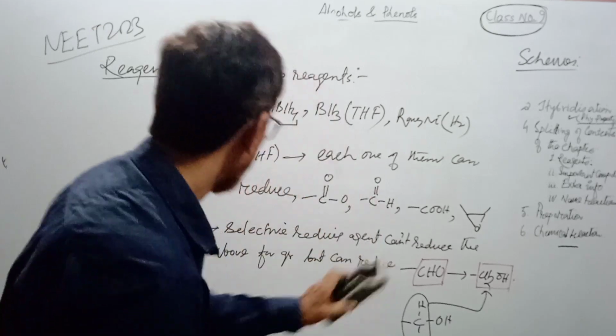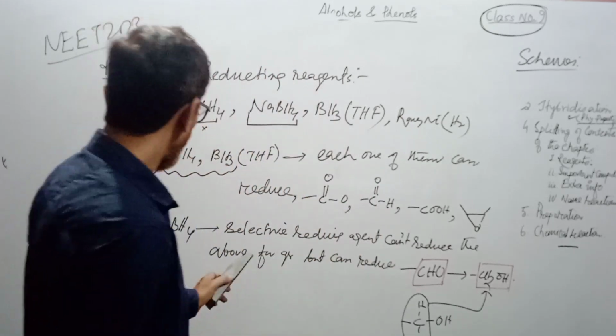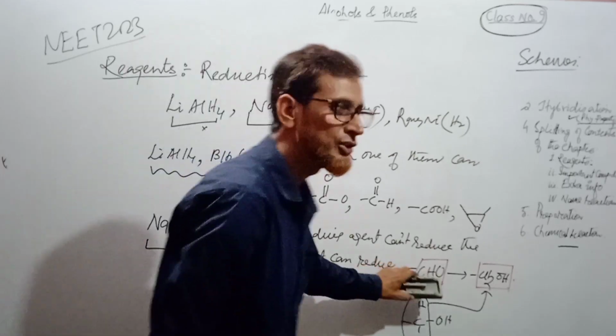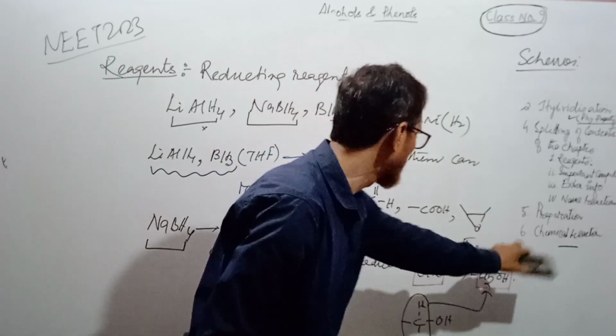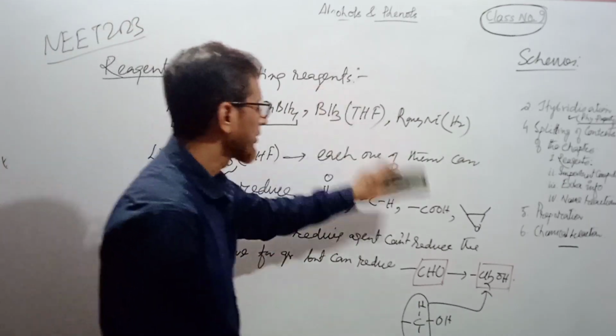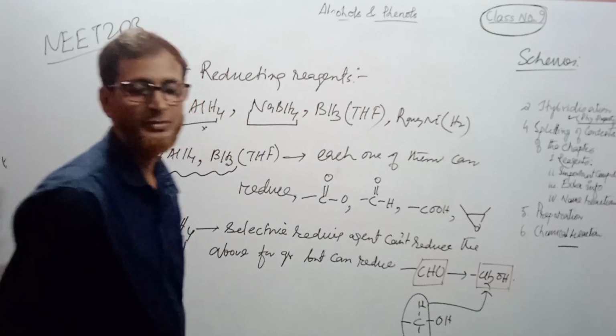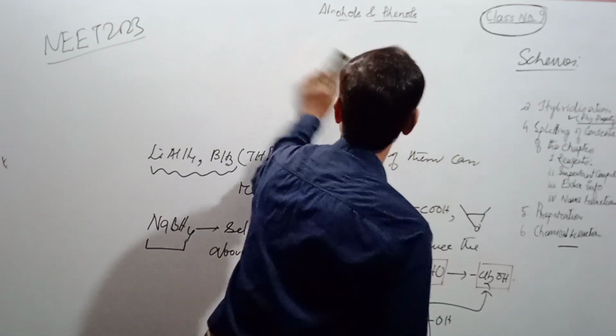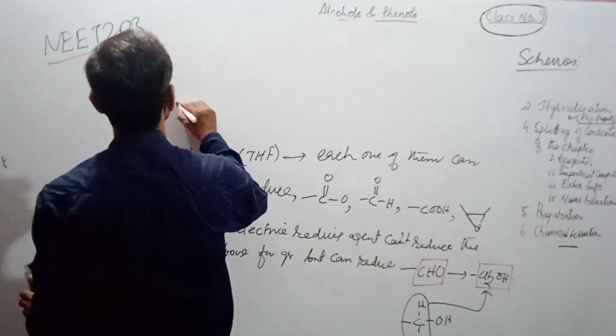So it is very selective. This sodium borohydride has the ability to reduce the CHO group to the CH2OH group, and it can't reduce the ester group, carboxylic group, or epoxy group. Now I am taking a very small example, just to see.